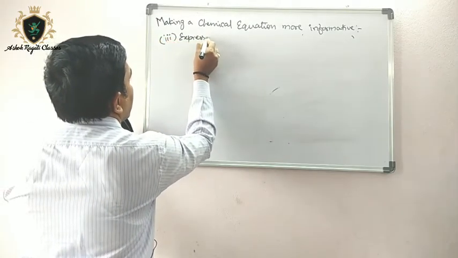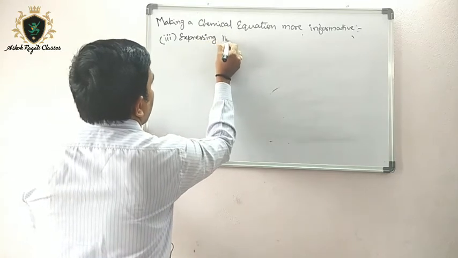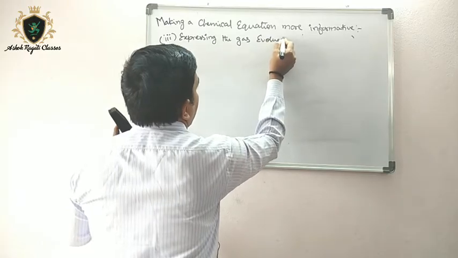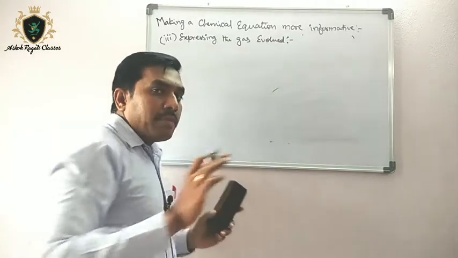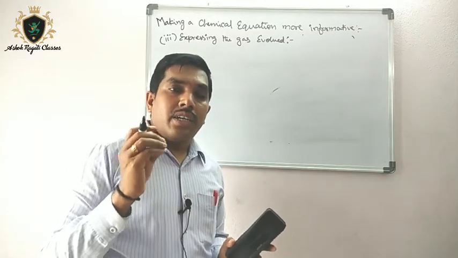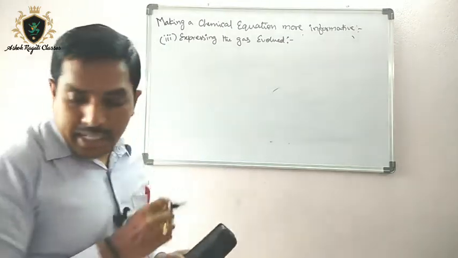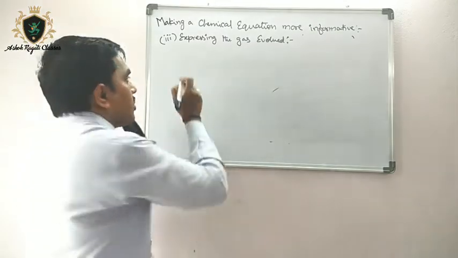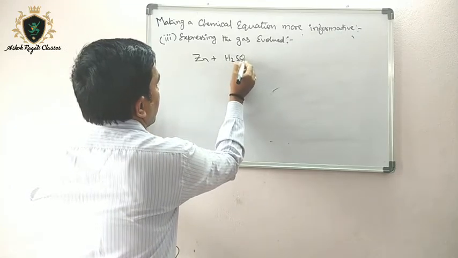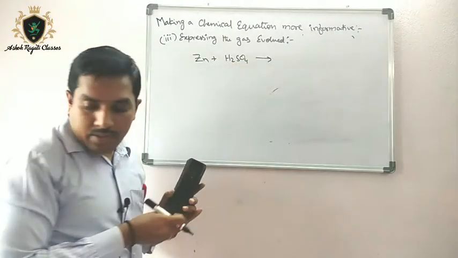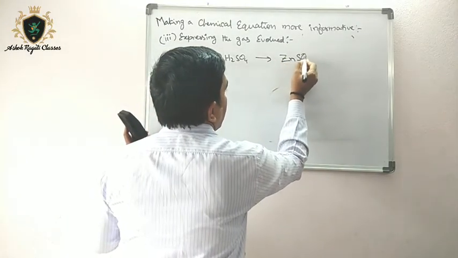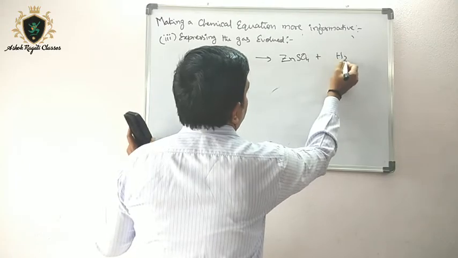Expressing the gas evolved. In any chemical reaction, some gases may be released, so we must represent them with some symbols. Let us take an example of Zn plus H2SO4 gives rise to ZnSO4 plus H2.